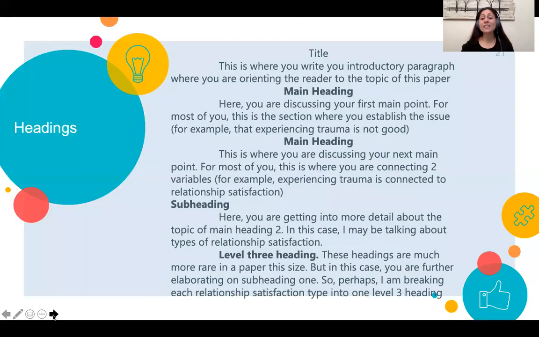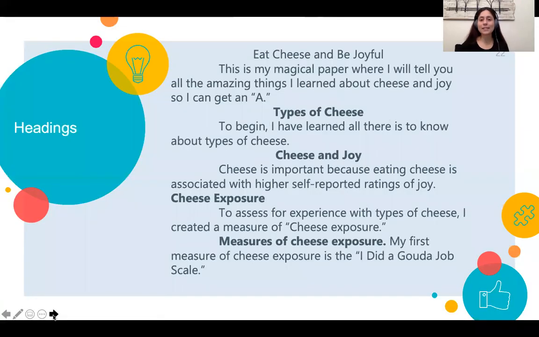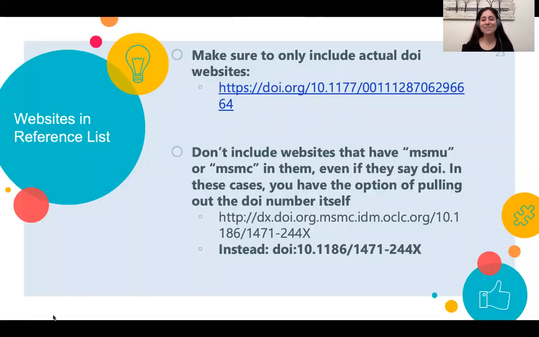Okay. This is a reminder on headings. We did headings in a separate lecture, but here's just a reminder of your headings and some examples with cheese, because I like cheese. So there are some examples for you.